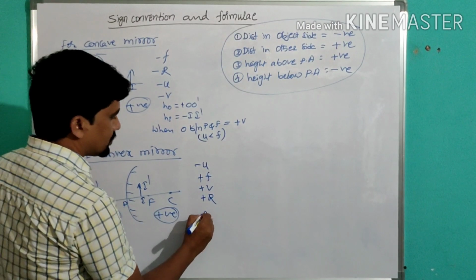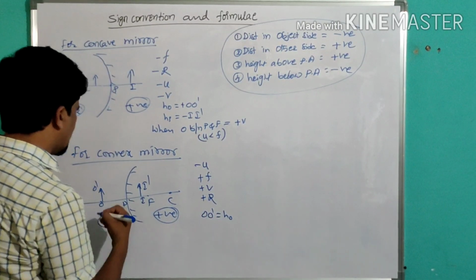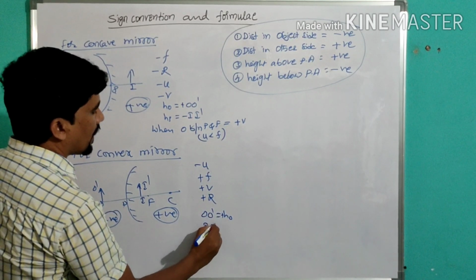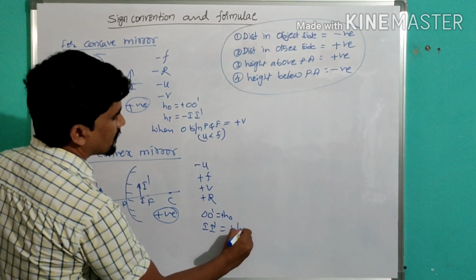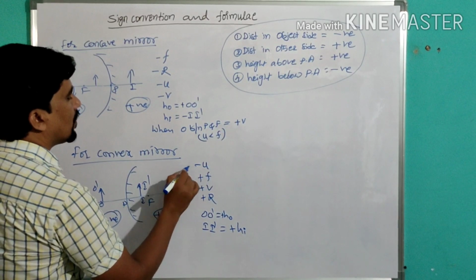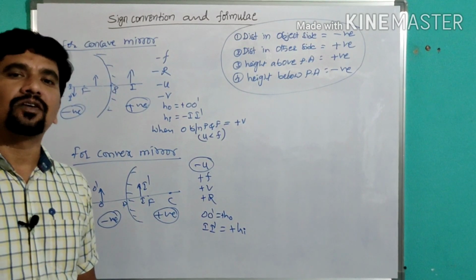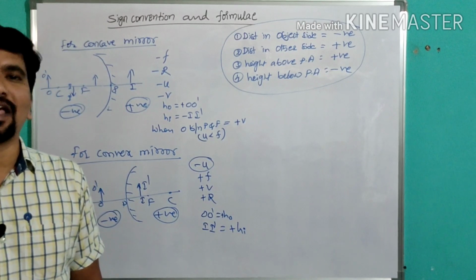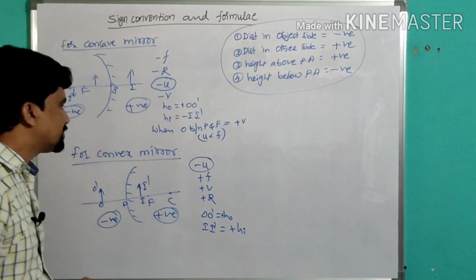O dash, that is the height of the object HO, is above, so positive. I dash, that is HI, is also above, positive. Here all are positive except the object distance. Object distance is always negative for convex mirror, concave mirror, and for convex lens and concave lens also. For every case, object distance is negative.